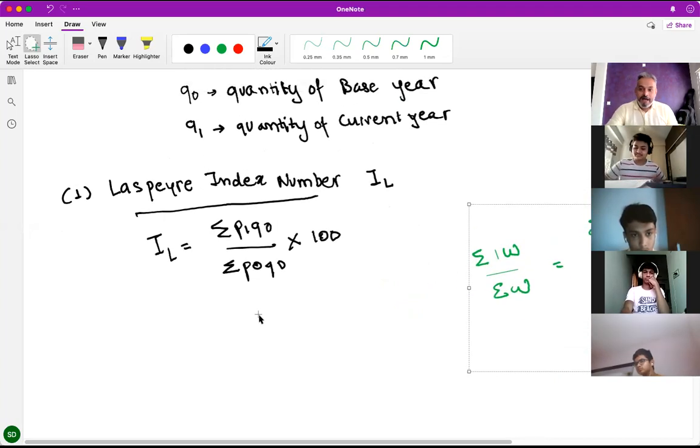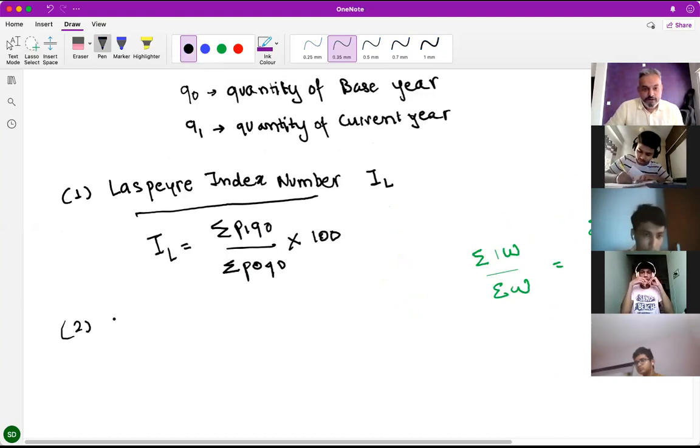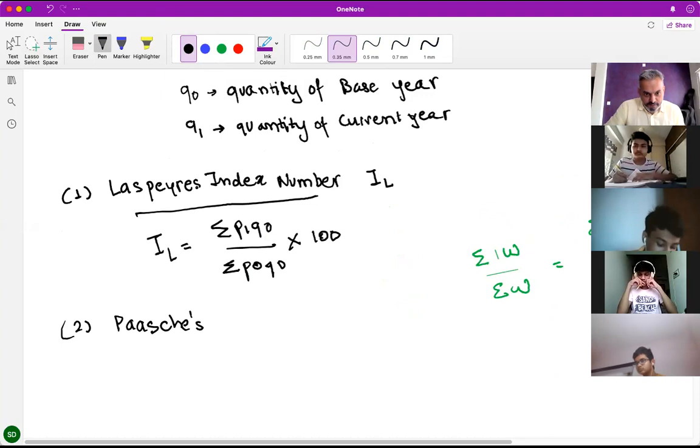Laspeyre. Now Laspeyre's index number, how do you have to remember it? You can normally remember it like this, that P1 upon P0 is what you already did, and quantity of base year upon quantity of base year. Now the second statistician came after Laspeyre, known as Paasche. So Laspeyre's index number and Paasche's index number.